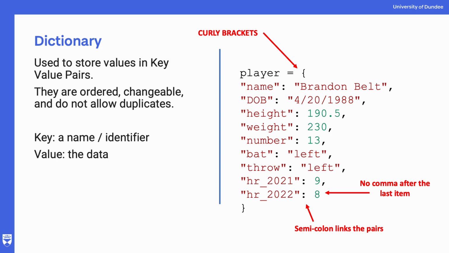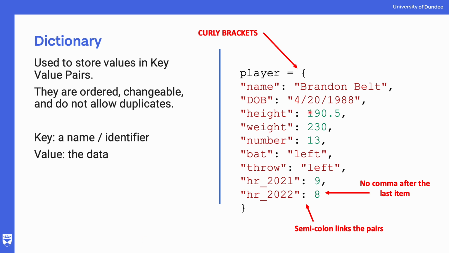A dictionary then, this is the most complex presentation of data. It's extremely useful because it allows me to give more meaning to things, but it's slightly more complicated. So what happens in a dictionary? It's used to store values in key value pairs. So what that means is that I have a name, which is an identifier, and then a value, which is the data it relates to.